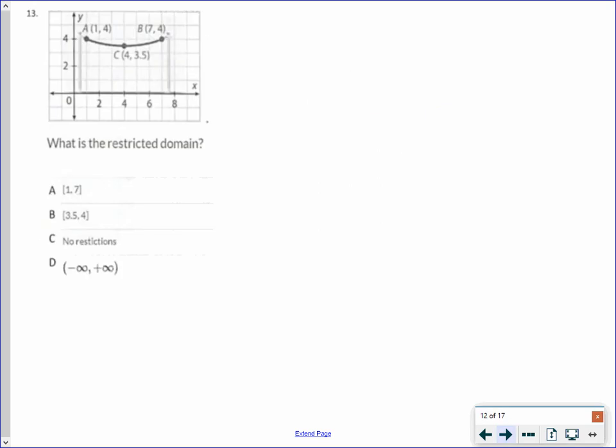13, what is the restricted domain? Our restricted domain here is basically asking us what our domain is, and we see we go from this point here to this point here, which goes from 1 to 7. So our restricted domain is going to be A. Our domain for this problem is from 1 to 7, so our restricted domain is the same thing, 1 to 7.